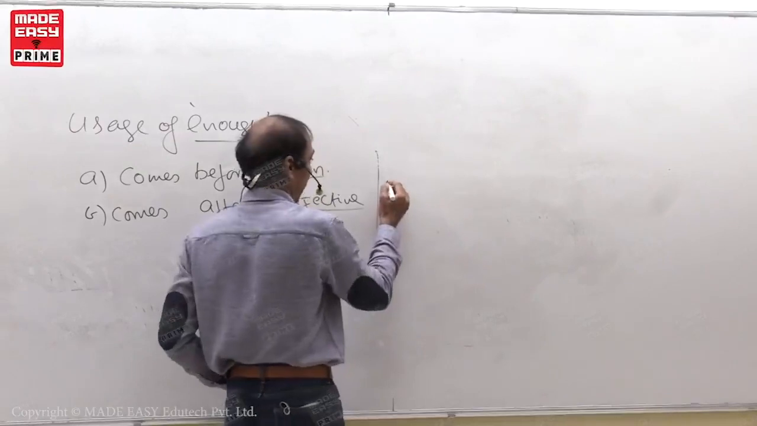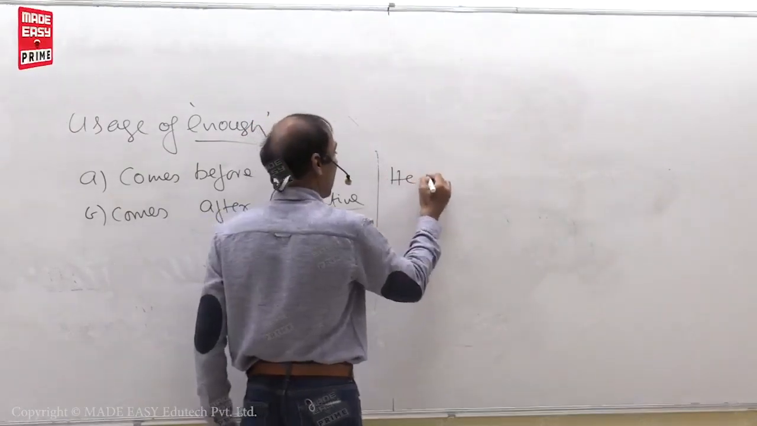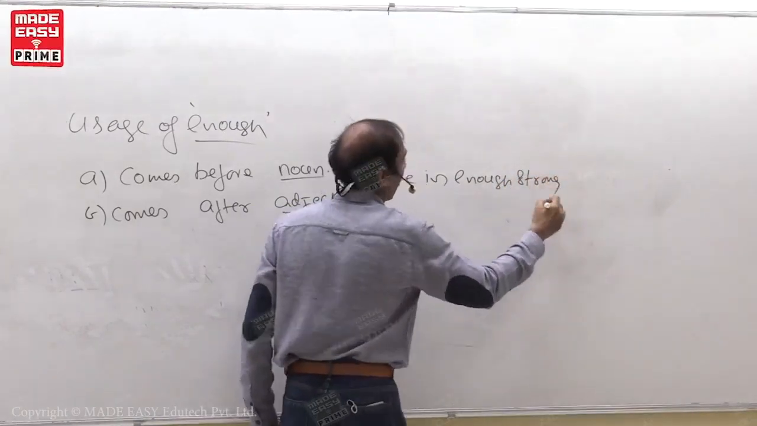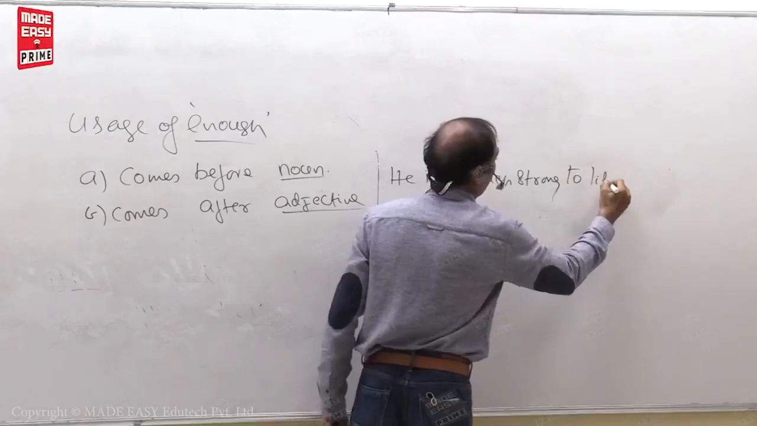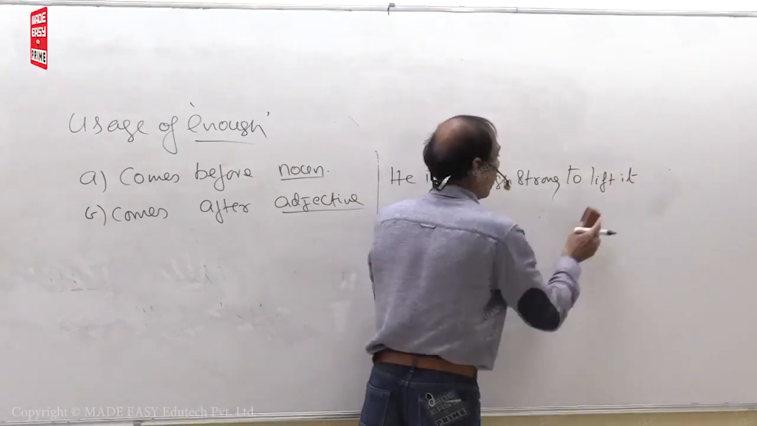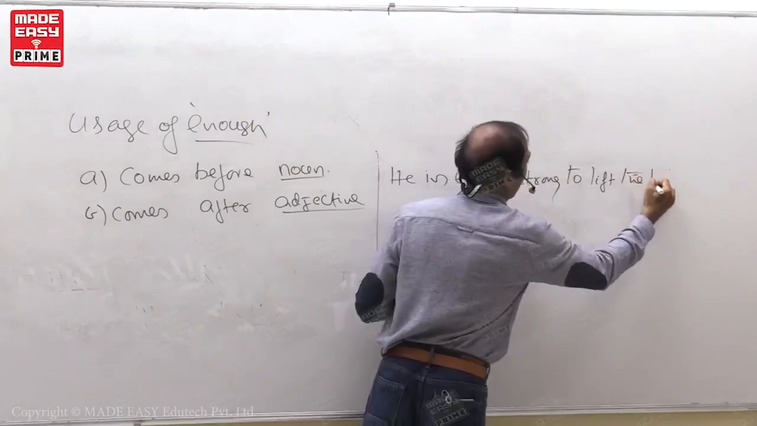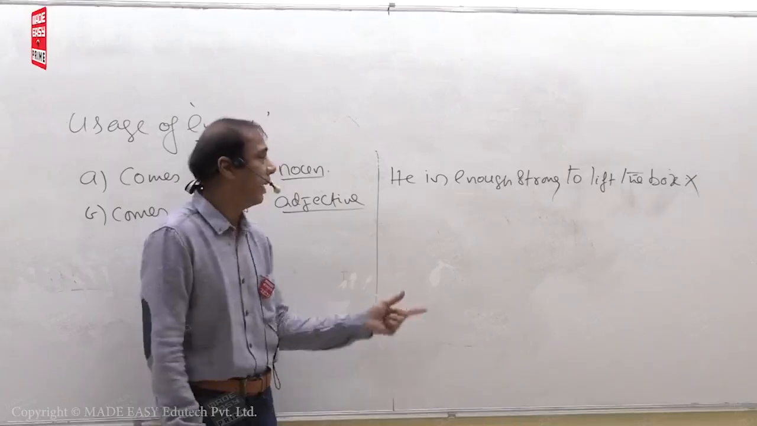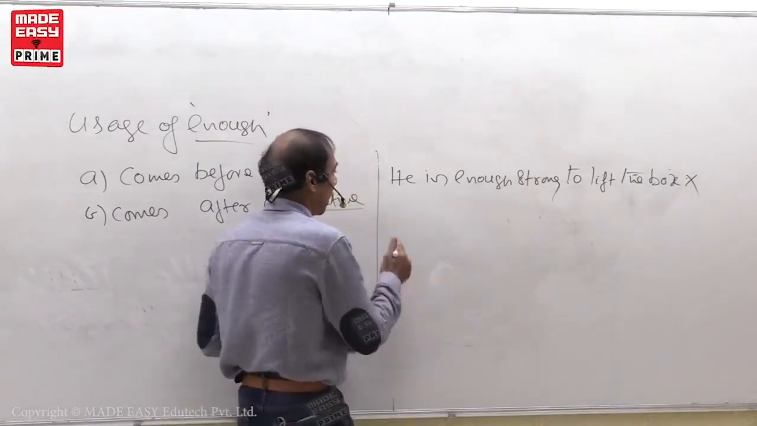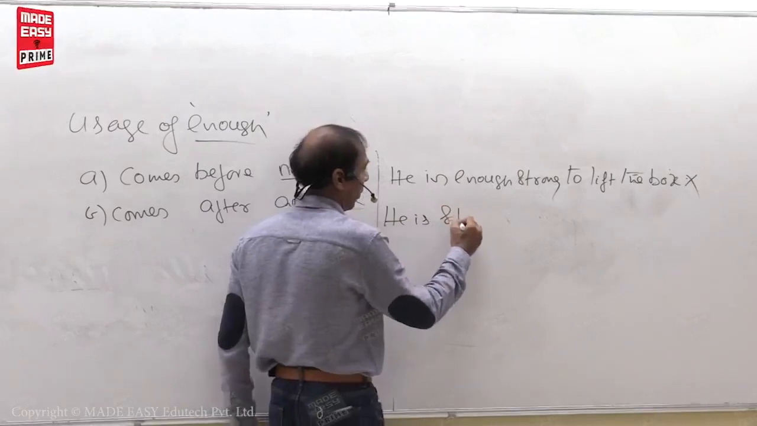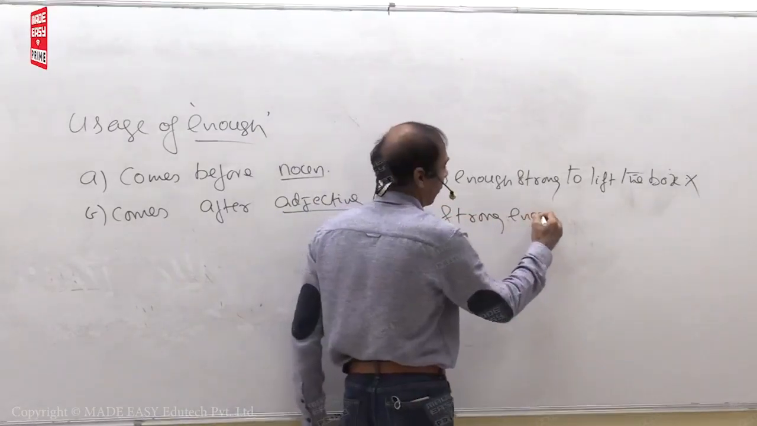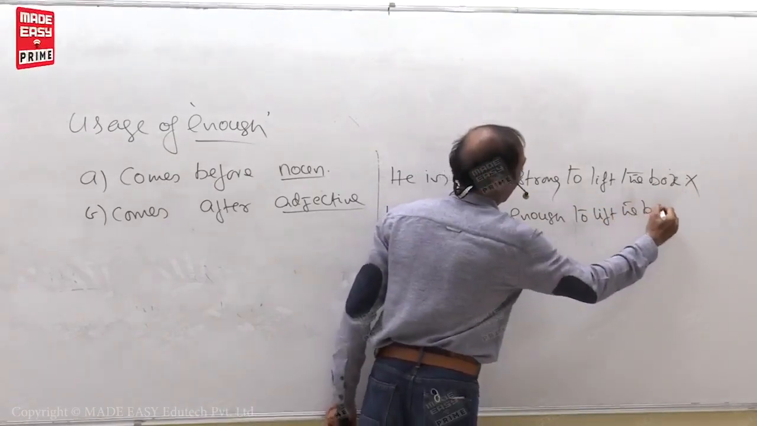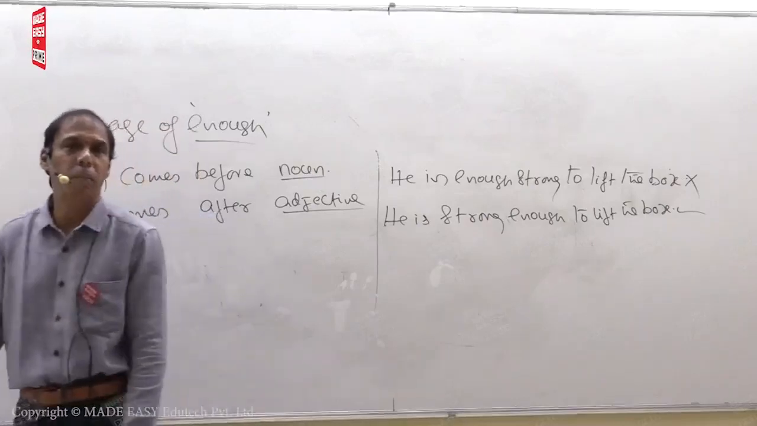Similarly, he is enough strong to lift the box. Wrong. Strong, stronger, strongest. Adjective. In the case of adjectives, you have to write it after the adjective. He is strong enough to lift the box. To lift the box.